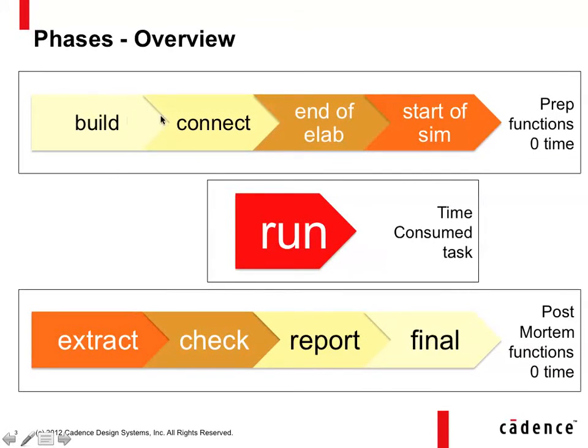The most common phases are probably the build and the connect. These are essential to get any system going. You need something to run. In the post-mortem phases, a lot of them are optional. Okay? So this is basically the phases in UVM.